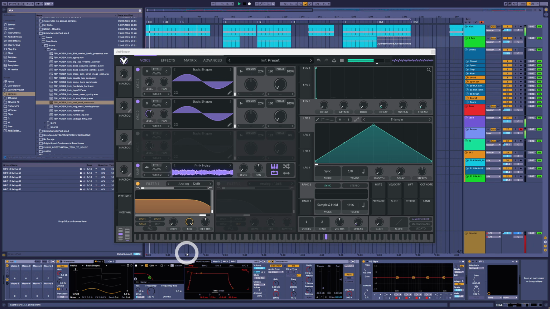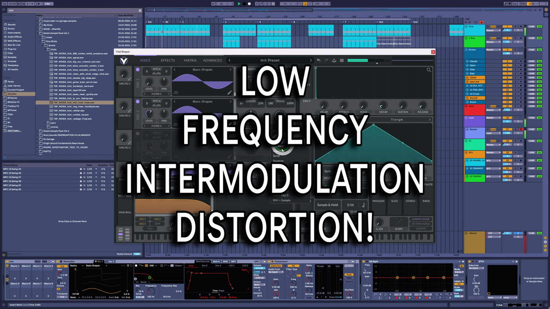Are you sick of scrolling through presets, trying to find interesting leads? Or trying to make your own, but all of the waveforms sound boring? Then let me introduce you to a little concept called low frequency intermodulation distortion.